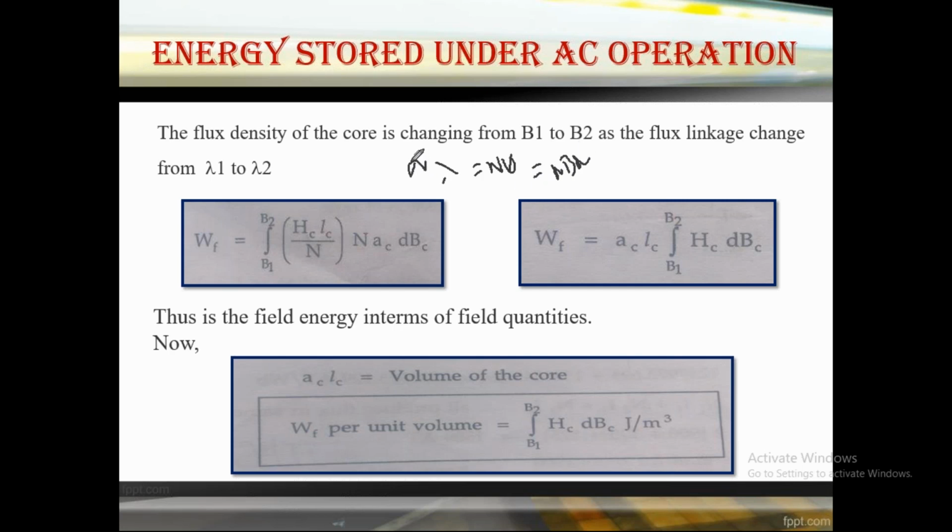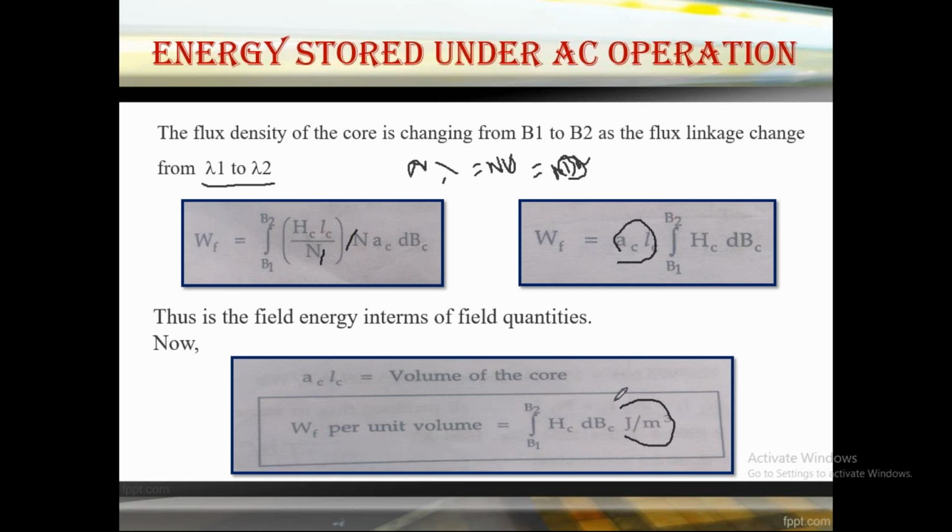It means that lambda is changing with respect to the flux density. So I am writing, instead of lambda 1 lambda 2, using B1 and B2. Now in this equation the constant terms we can take out. So N gets cancelled, and AC and LC, the length and area of a coil, do not change, they remain constant, so we bring them outside of the integration, that is the area of the coil and length of the coil. Now we have to integrate this HC, and omega f per unit volume is given by the integral from B1 to B2 of HC dB.